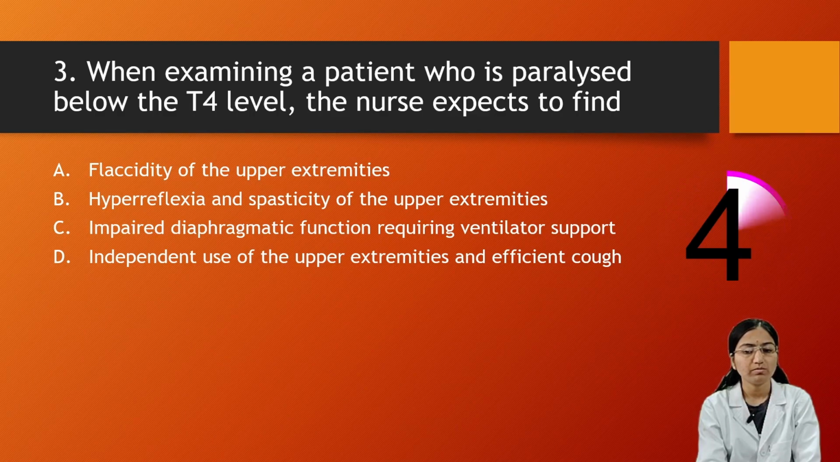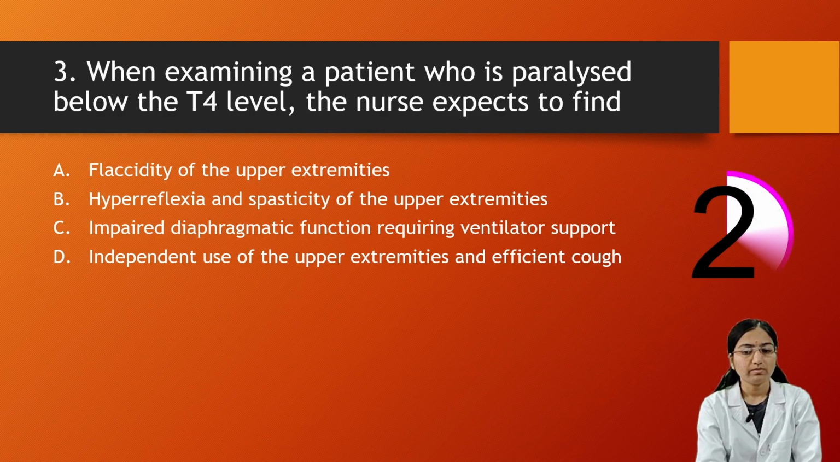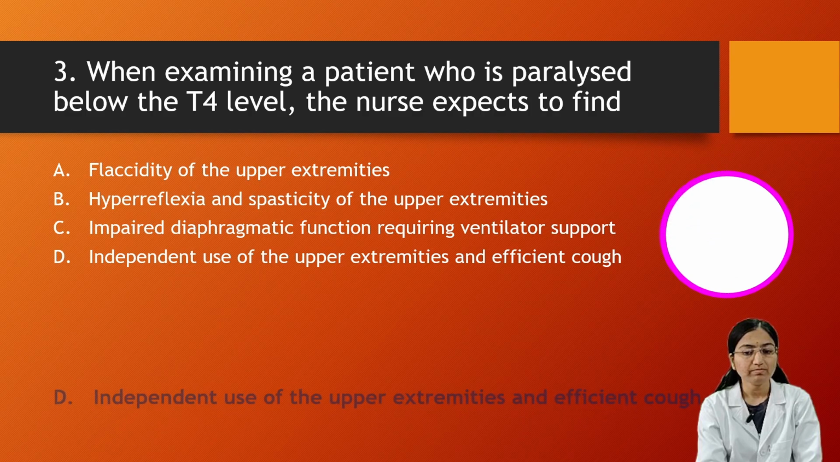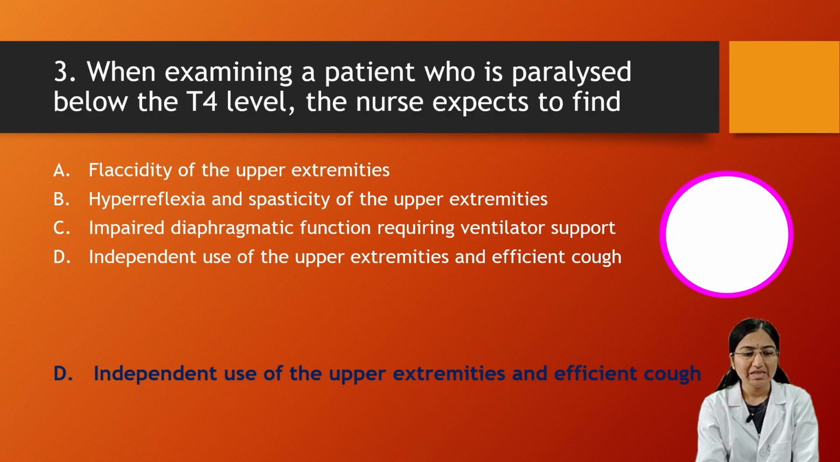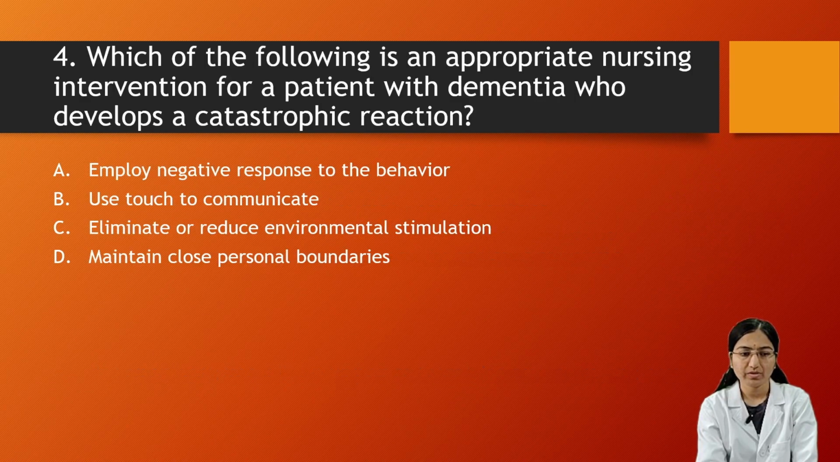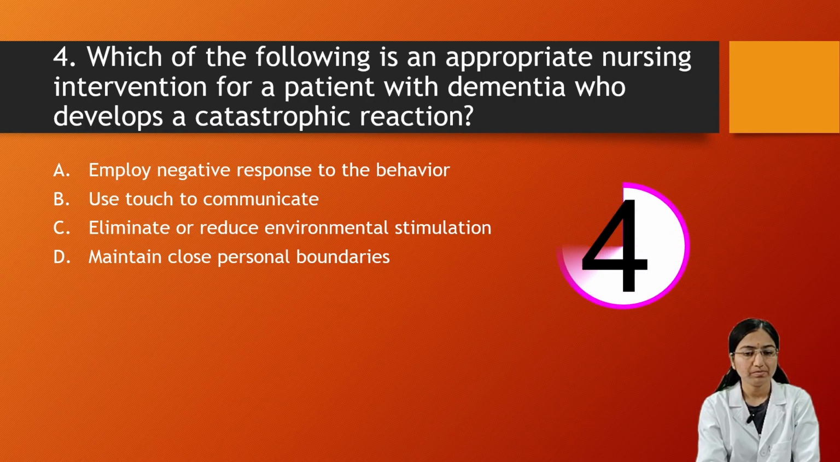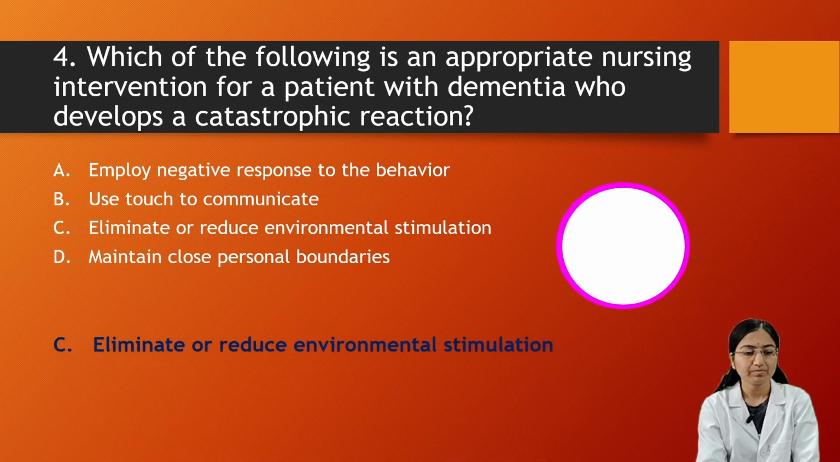Options are here. That option is D, that is independent use of the upper extremities and efficient cuff. Next question. Which of the following is an appropriate nursing intervention for a patient with dementia who develops a catastrophic reaction? Options are here. Right option is C, that is eliminate or reduce environmental stimulation.